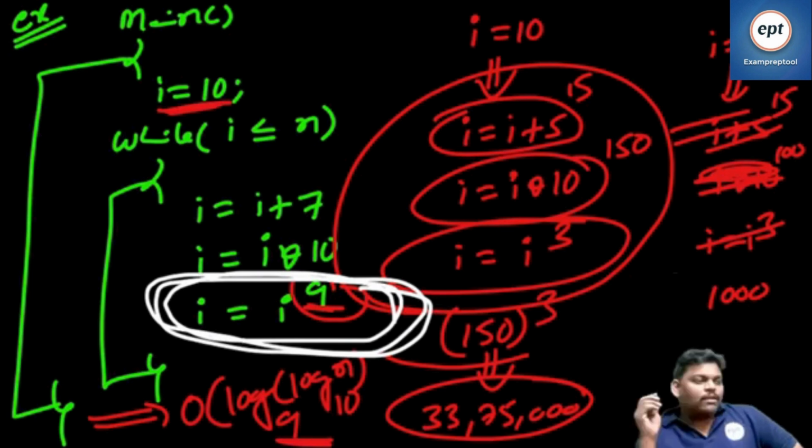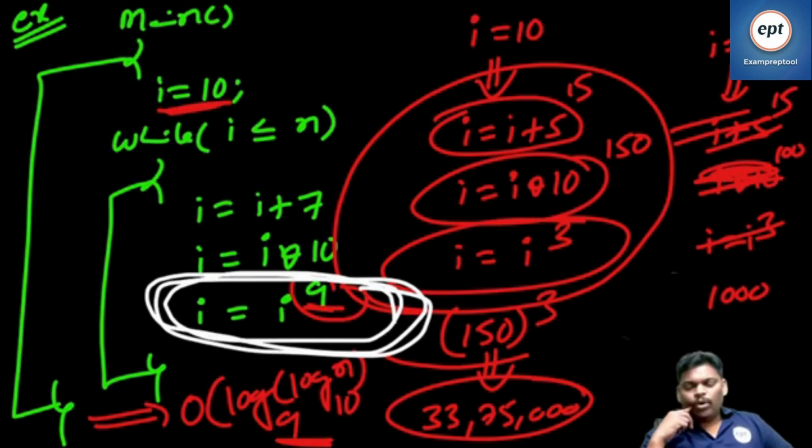Yeah, that's what I am saying, right? For a larger i value, it is close to i cubed. It's not exactly equal, but close to i cubed. i cubed will dominate.